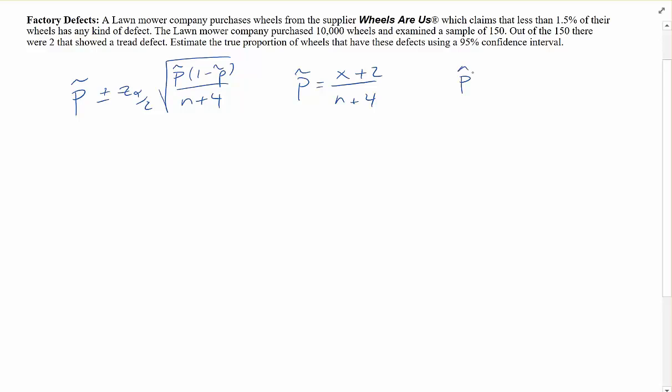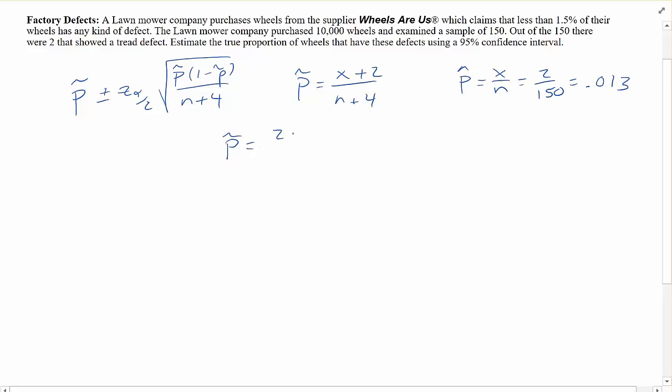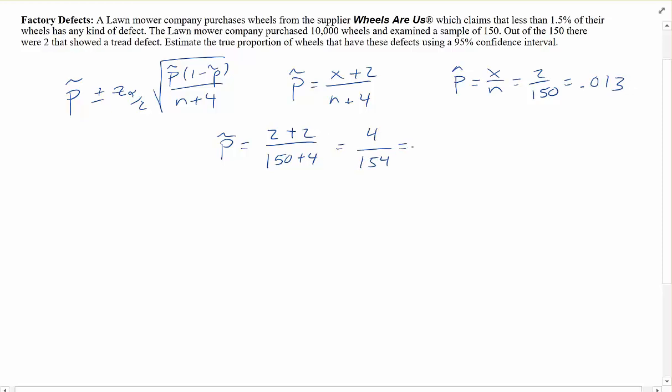Now, if we were calculating the sample percentage, that is x over n, and we're talking about 2 out of 150, so that's 0.013 approximately. Now, p tilde, x would be 2. The sample size would be 150 and then add 4. So I have a ratio of 4 over 154. So 4 divided by 154 is 0.02597.